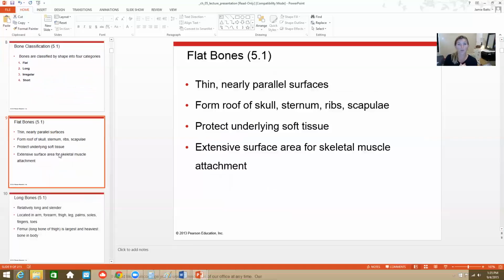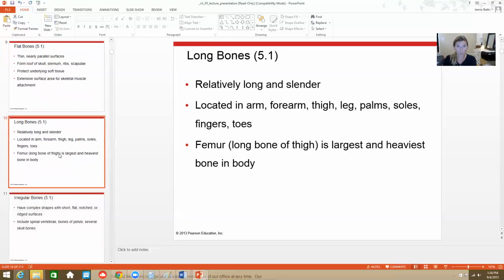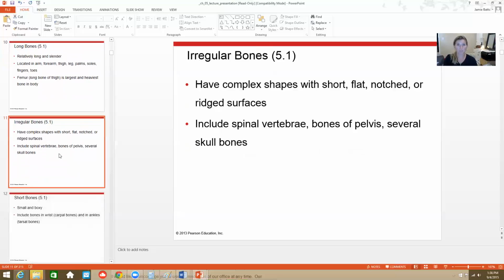So let's talk about flat bones. They're thin, they have nearly parallel surfaces. This is our skull bones, our sternum, our ribs, our scapula. These are all very, very flat looking, and they have an extensive surface area so that muscles can attach to them for movement. Long bones are what you're probably thinking of when you think of your arms and your legs. They're very long, slender. The femur is the longest, heaviest bone in our entire body.